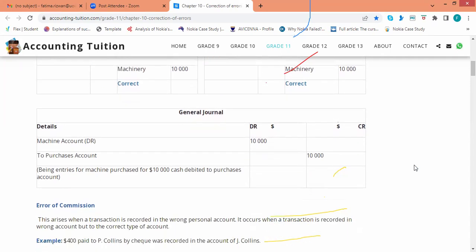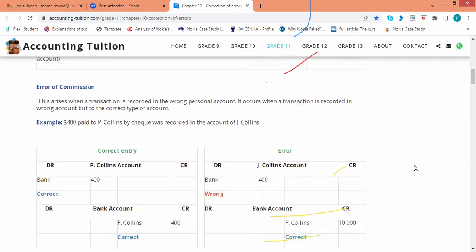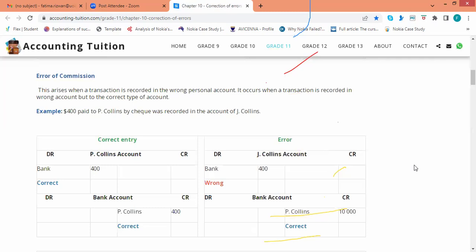All good? Okay. So the next error is called error of commission. What is error of commission? This arises when a transaction is recorded in the wrong personal account. For example, you were supposed to make the payment for John and you have written Jack, or it was Sarah and you have written Lara or any other name, by mistake. So this is called error of commission.